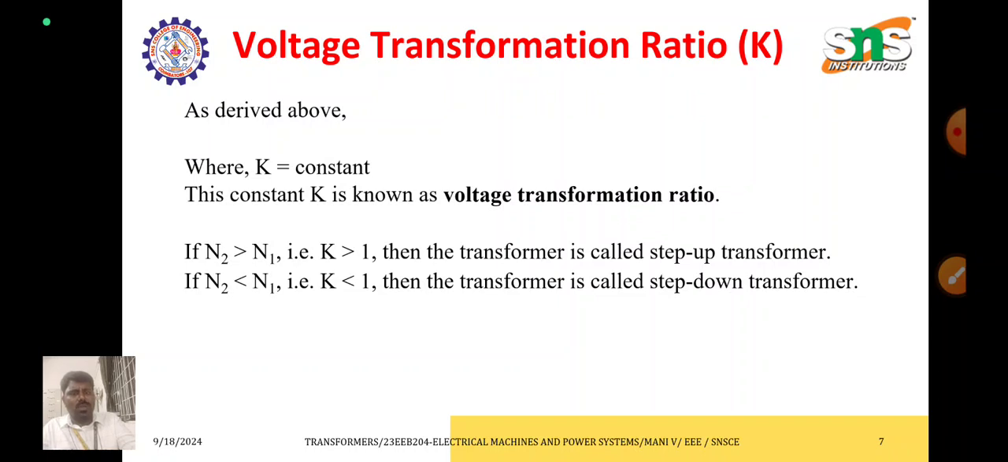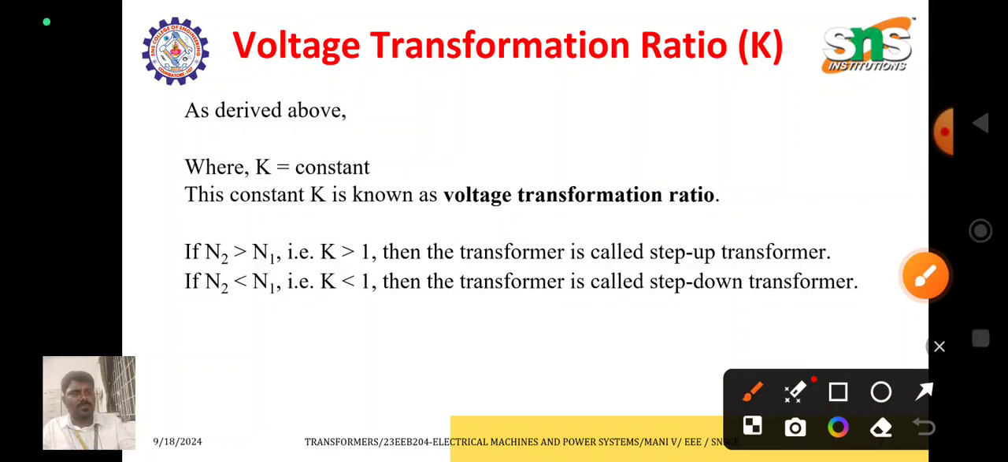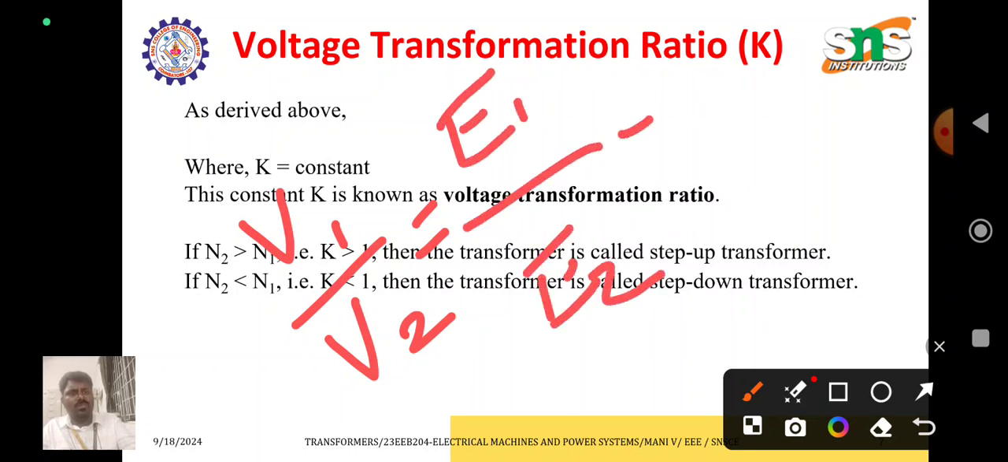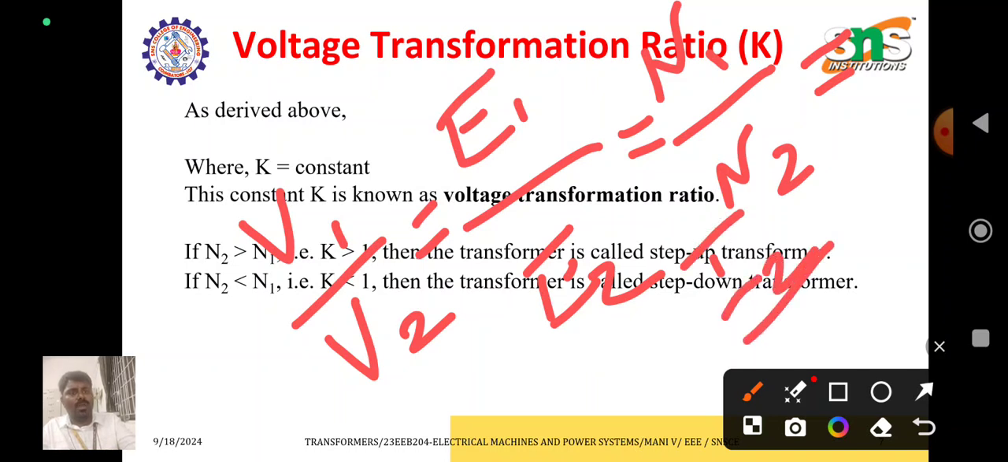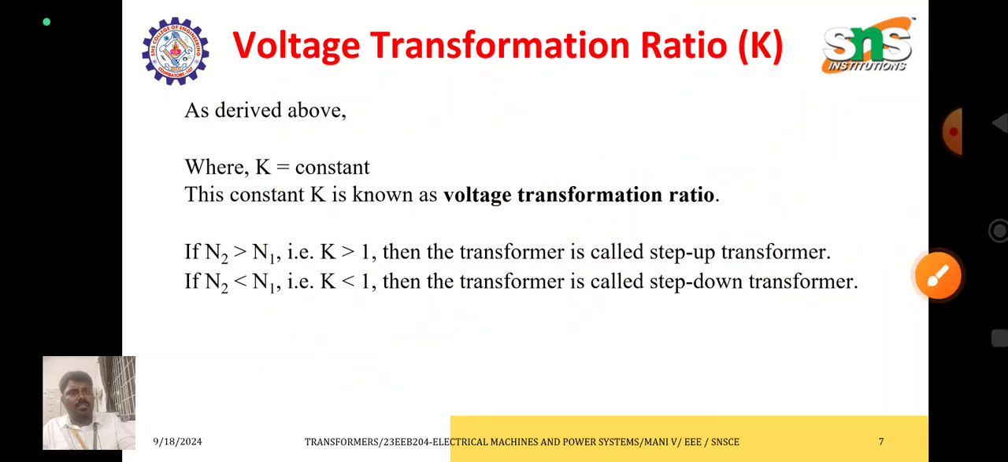Let us consider V1 by V2, which is equal to E1 by E2, which is equal to the number of turns N1 by N2, which is equal to I2 by I1. All of these are equal to the constant K, and this is called the voltage transformation ratio.